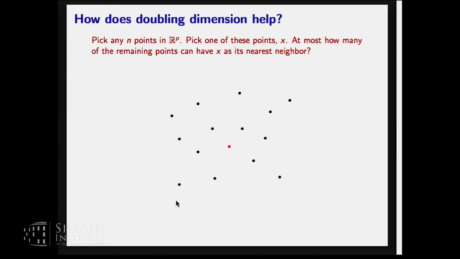Do you need the RP assumption or just the doubling dimension metric in general? Yes, I'll get to that in a sec.